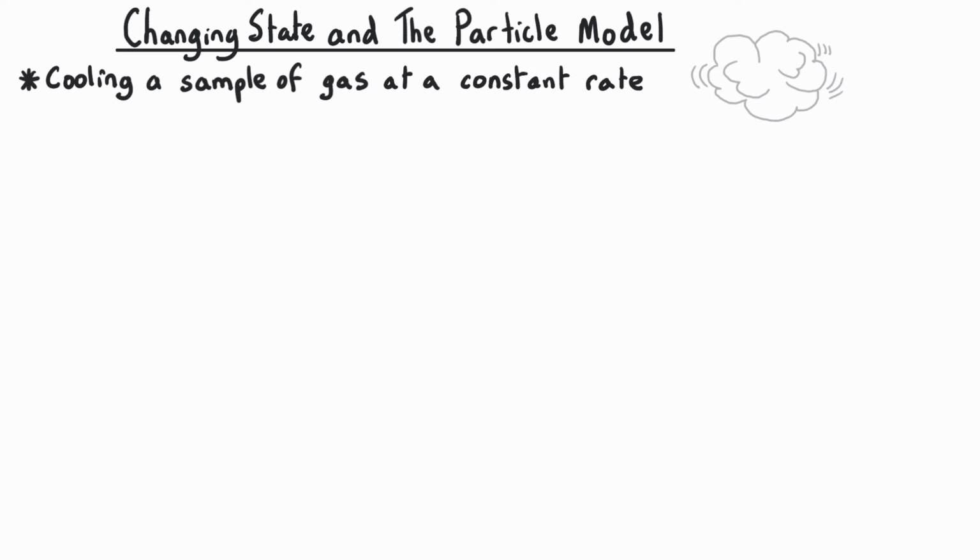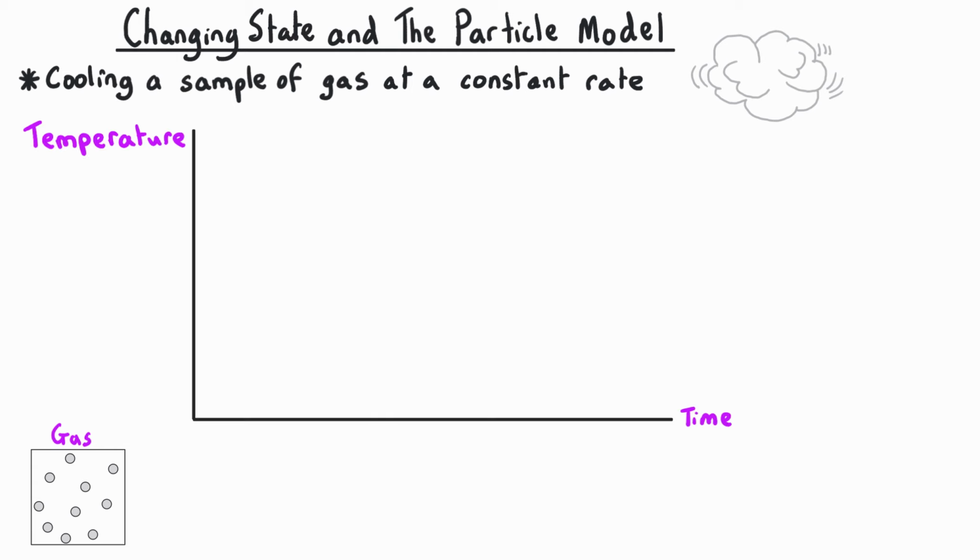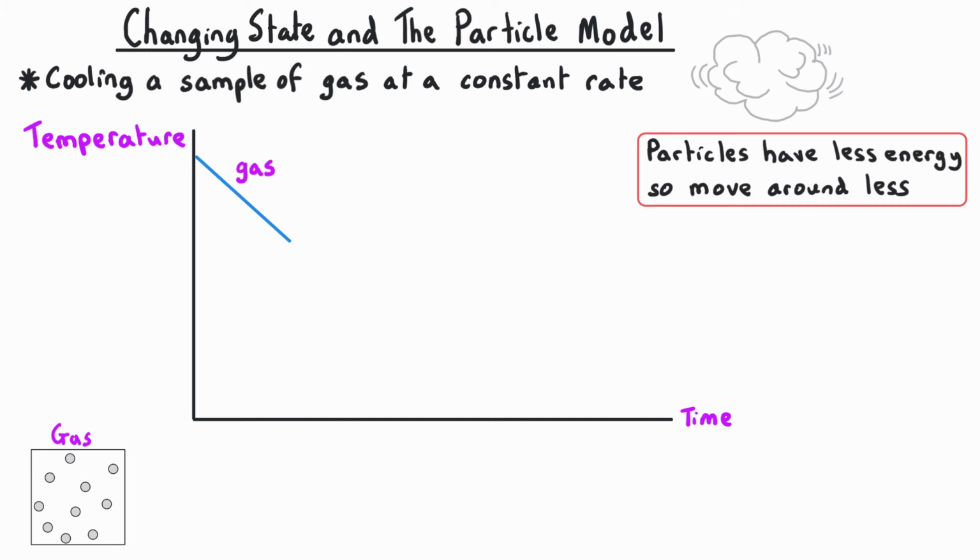If we started with a gas that had been heated to a high temperature and then allowed this gas to cool down, measuring its temperature as it did so, we would see the temperature drop over time. And this is because the particles have got less energy. And when the particles have got less energy, they will move around less and their temperature will decrease.